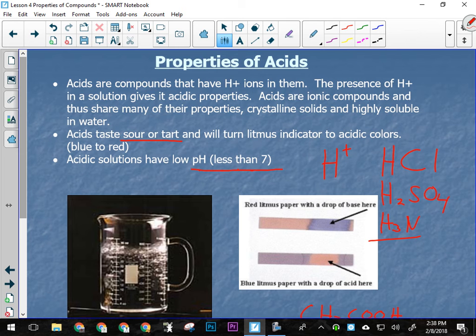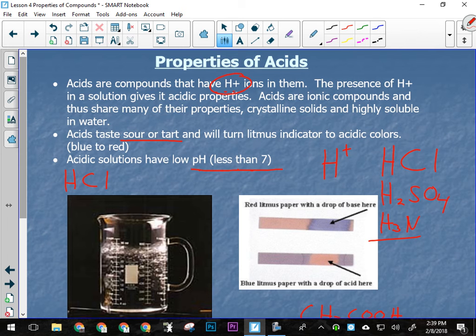Questions on acids? Okay, so remember, this is the key thing here. All acids, strong acids, have H plus in them. So if on your list of unknowns, you have this compound, you know that this is an ionic compound, hydrogen's acting as the metal, and it's going to be acidic.